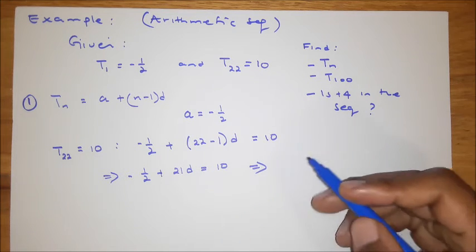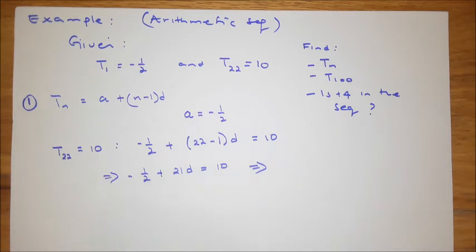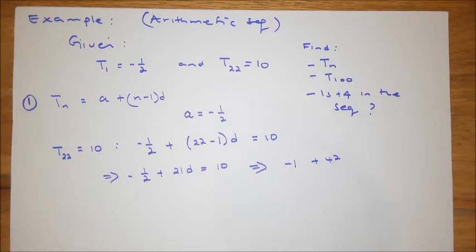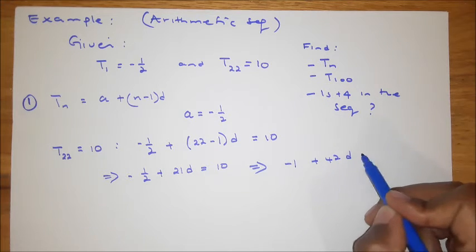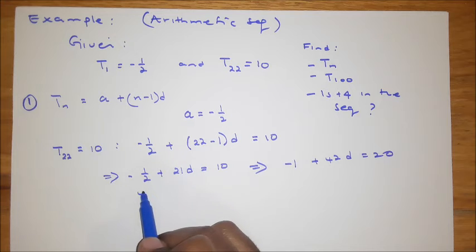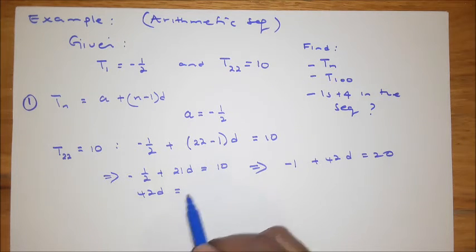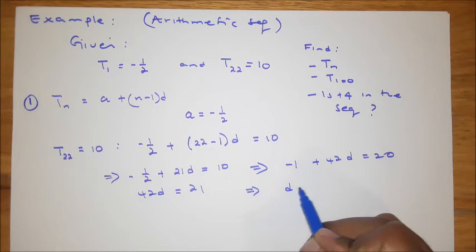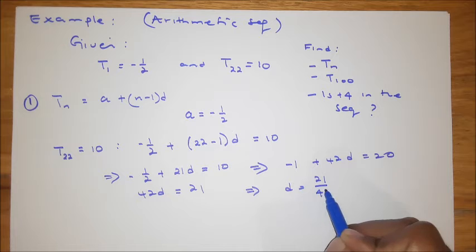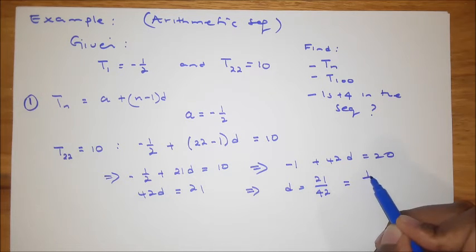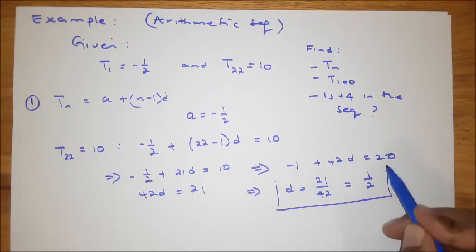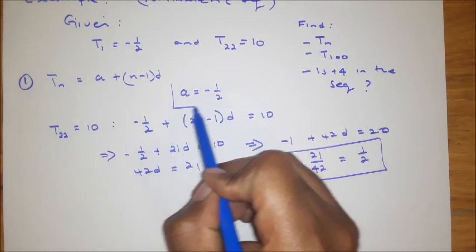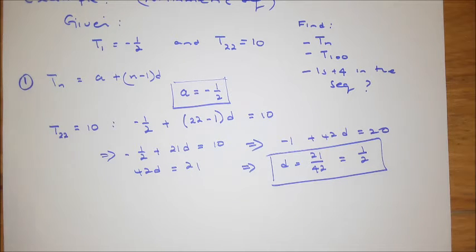So let's just simplify here and get d. We multiply by 2 everywhere: negative 1 plus 42d is equal to 20. So 42d is equal to 21. What does that mean? So d is 21 divided by 42. Hence, our d is 1 over 2. So we're able to find d, and we're able to find a from the information that we were given.